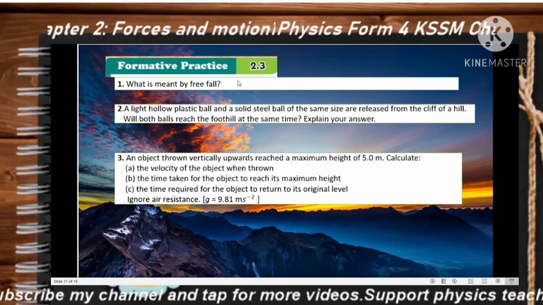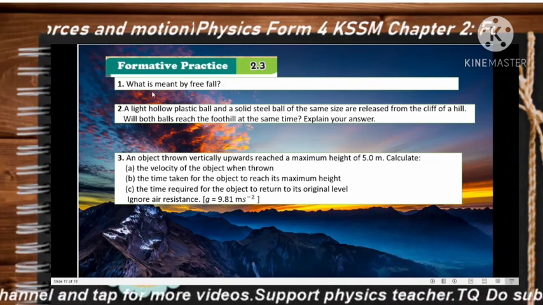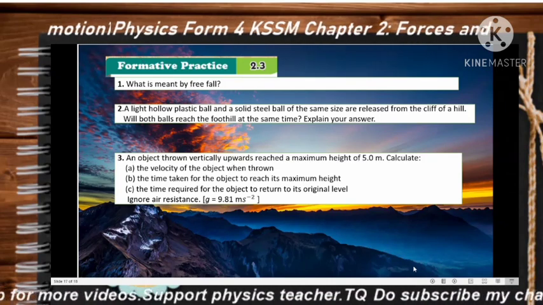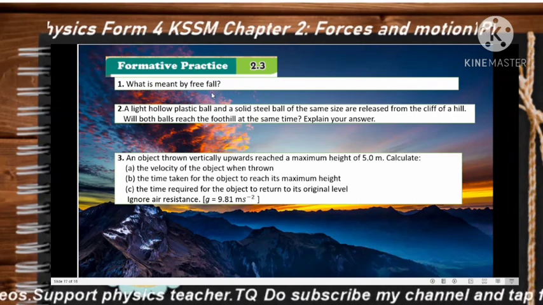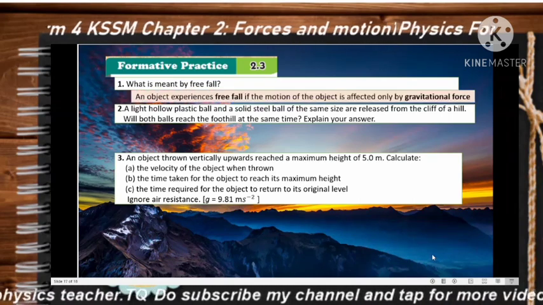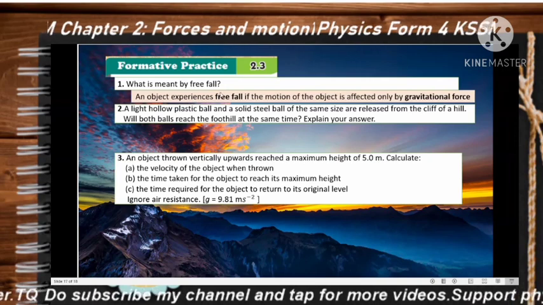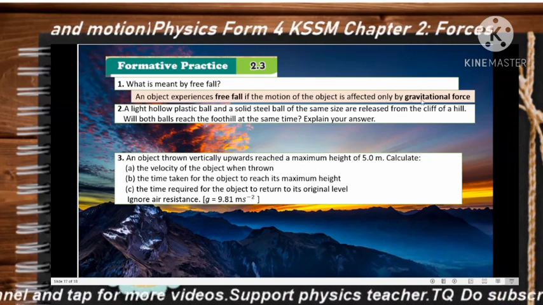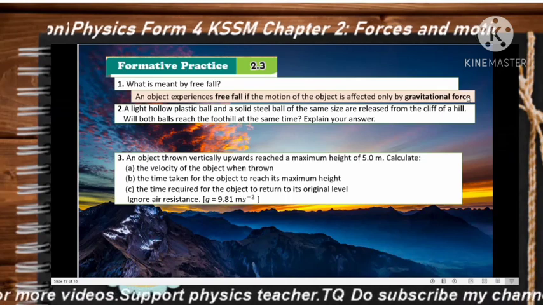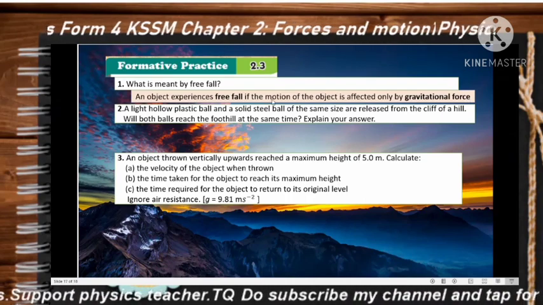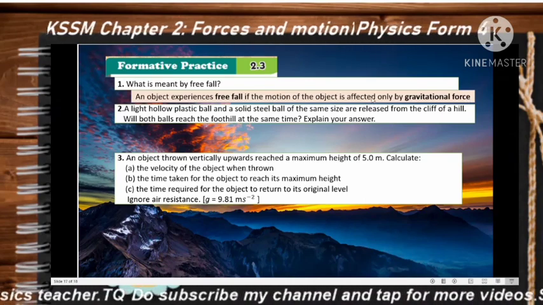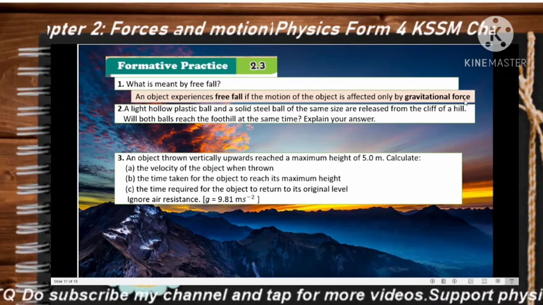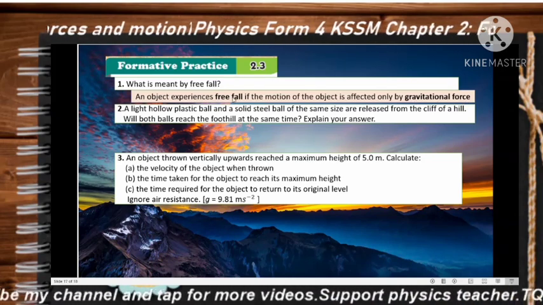Okay, formative practice 2.3, let's look at number 1, what is meant by free fall. Just look at the definition for free fall. So an object experiences free fall if the motion of the object is affected only by gravitational force, or the motion of an object due to gravitational force only. Okay, this one is definition.